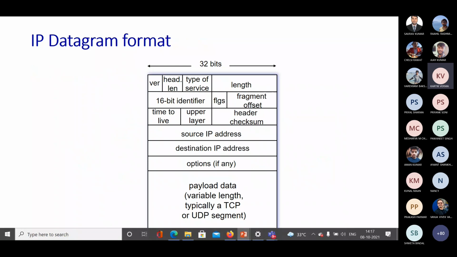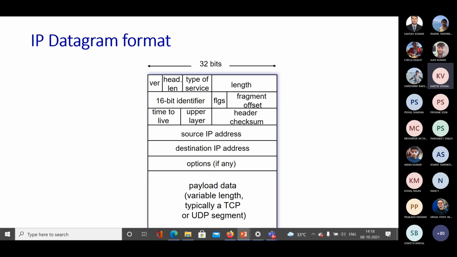So this is the datagram format. We have the 32-bit format here, where we have different variable fields. We have the version of IP. All of you may know by now that we have IPv4 as well as IPv6. The header length, the type of service that it is asking for, then the length. We have a 16-bit identifier. We will see what it is about. We have different flags, the fragment offset, and the time to live field.